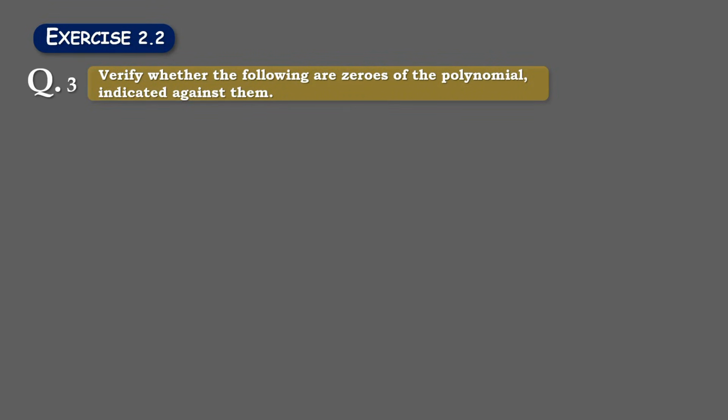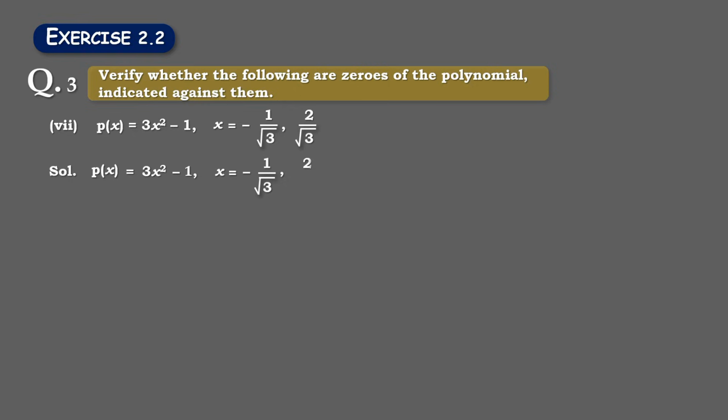Let us verify whether the given values are zeros of the polynomial. The given polynomial is p of x equals 3x squared minus 1. The given values of x are minus 1 by root 3 and 2 by root 3. First, we substitute x equals minus 1 by root 3 in the polynomial. After substitution, we square minus 1 by root 3, multiply it by 3, and then subtract 1.